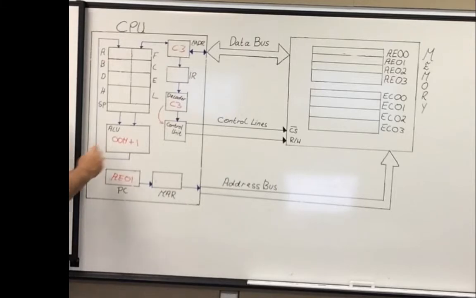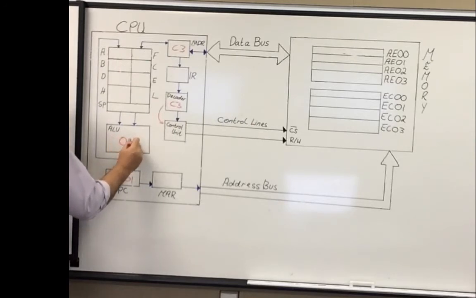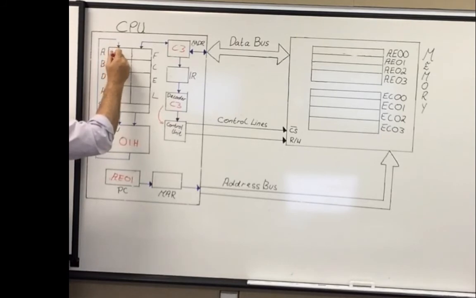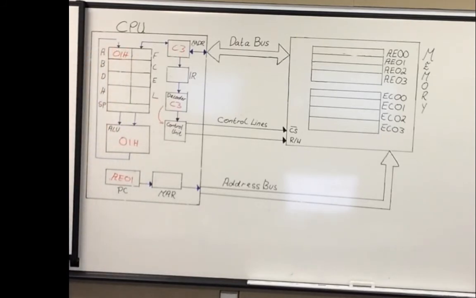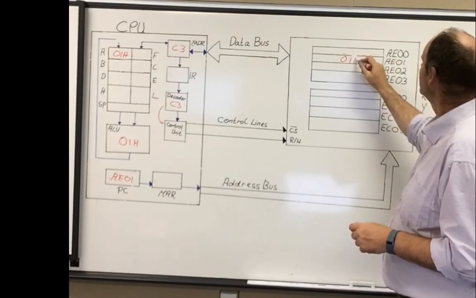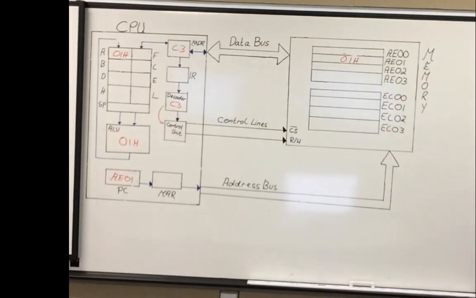The result is calculated, which is the execute part, and then from there the result is taken via an internal bus, either back to the register, or it would go through the memory data register and be written back into memory. Which would be where the store is.